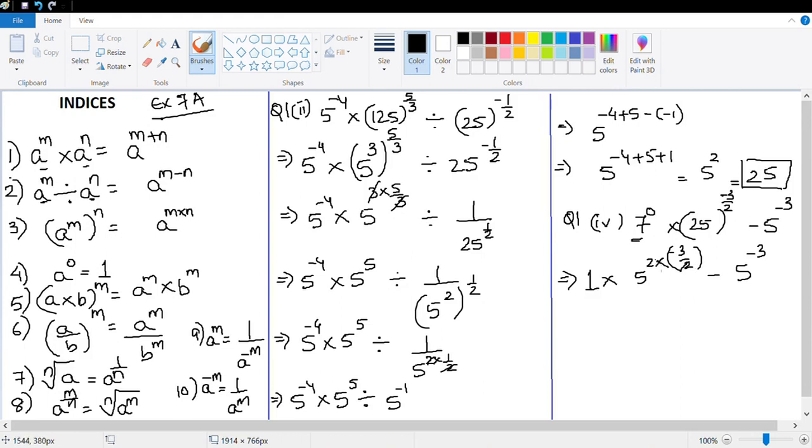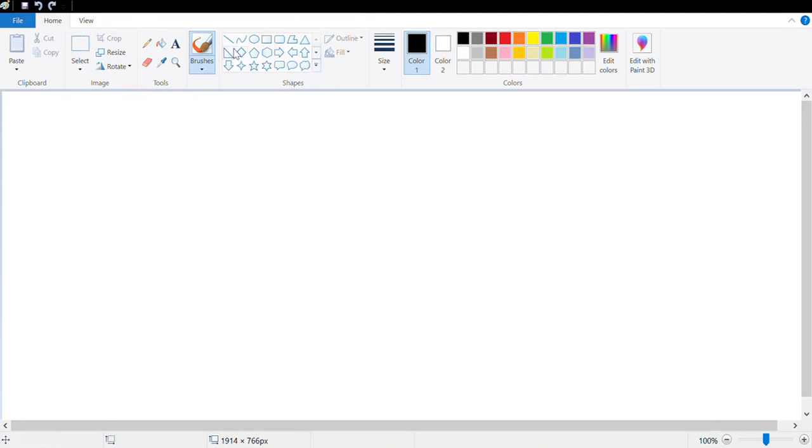This and this gets cancelled. 1 multiplied with this number means it's the same number. So I have 5 to the power negative 3 minus 5 to the power negative 3, which is equal to 0. So let's move on to the next one. So the next question that we do is question number 1 part 5.